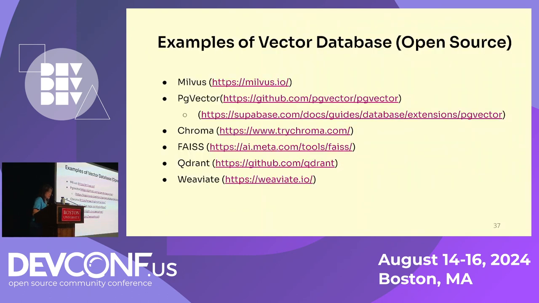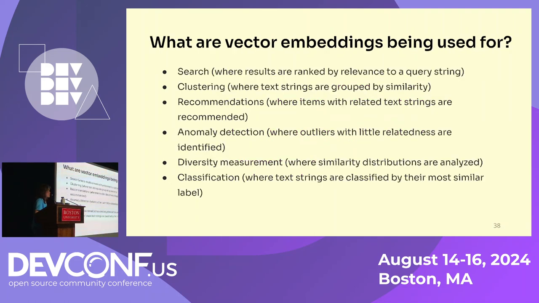If you are interested in working with vector databases, these are some of the open source options: Milvus, PGVector, which is an extension of Postgres, Chroma, which is also open source, FAISS from Meta, Qdrant, and also Weaviate. These are just a small handful that I find quite popular. But I also want to point out PGVector seems to be quite easy to use. If you're a Postgres user, PGVector will be a good thing to use. It doesn't use exactly approximate nearest neighbor; I forgot exactly the name, but it uses slightly different techniques to do the matching.